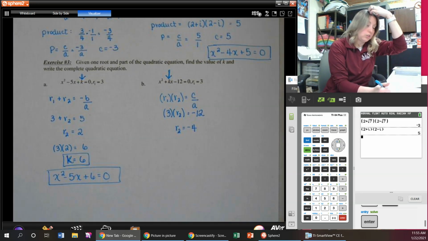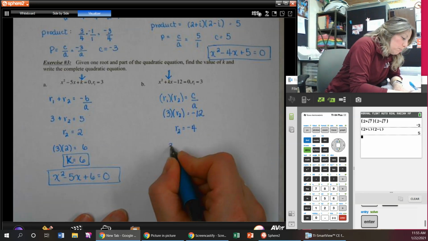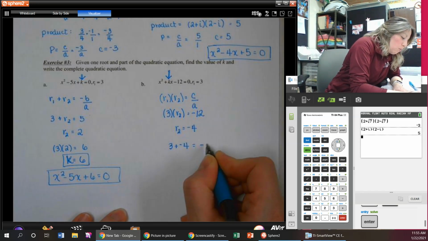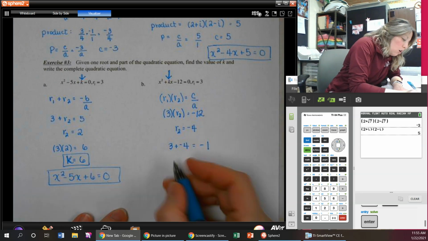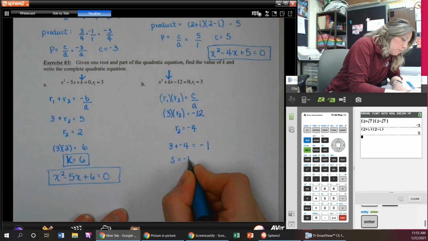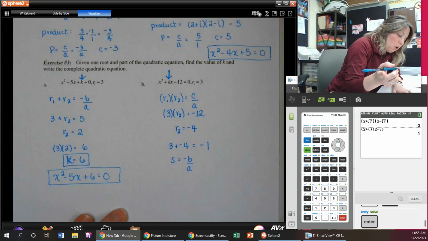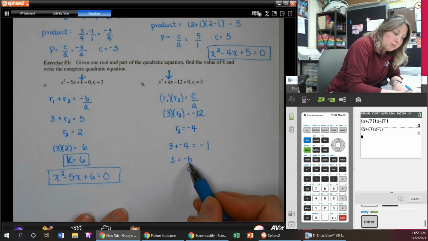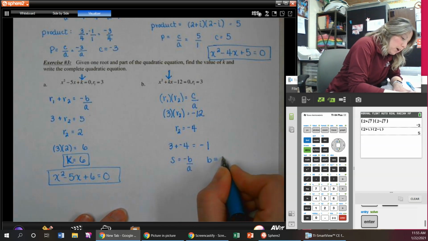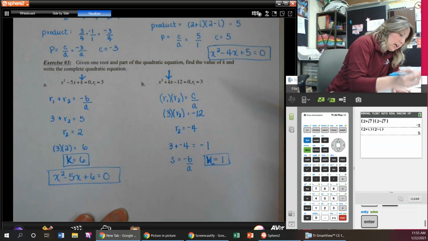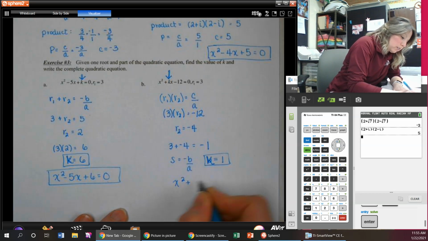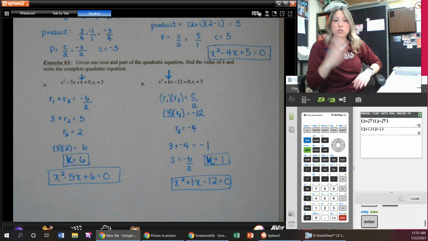So now let's use the sum rule to help us. 3 plus negative 4 equals negative 1, right? Well, we know that the sum is negative b over a. We know a is 1. The negative of negative b is positive 1. So we know b equals 1, which means k equals 1. Plug that back in: x squared plus x minus 12 equals 0. Or you can put that 1 in front of the x. Either way works.